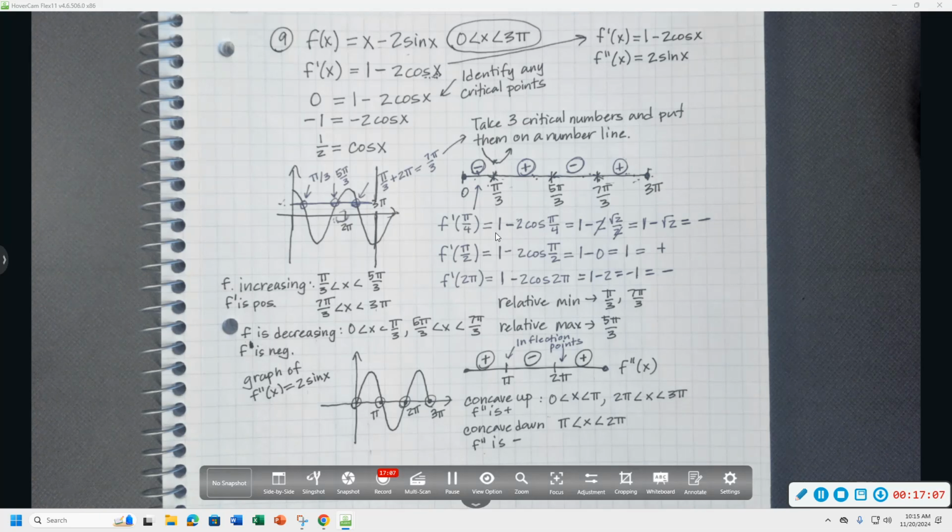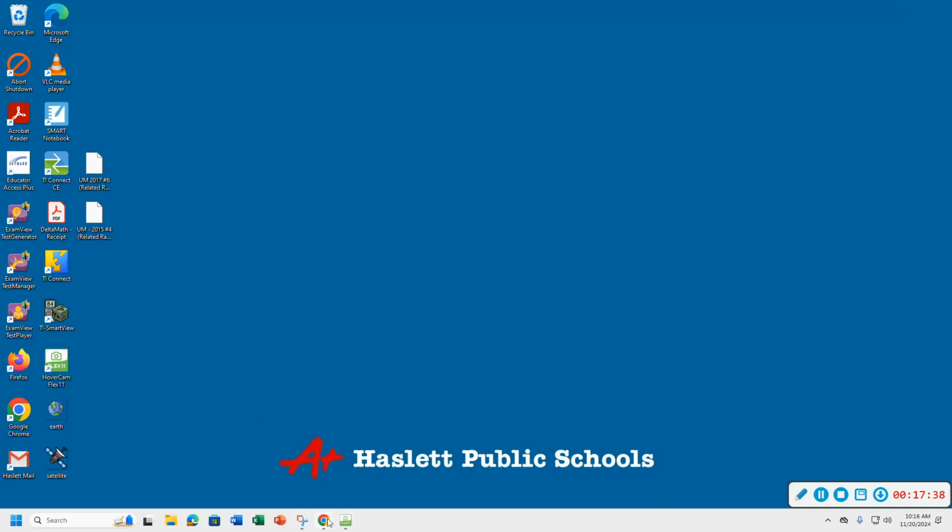So when we're talking first derivative, we're talking about increasing, decreasing, relative max, relative min, critical numbers. These are words that are associated with the first derivative. The second derivative: concave up, concave down, inflection points. That's second derivative talk. Yeah? Okay.